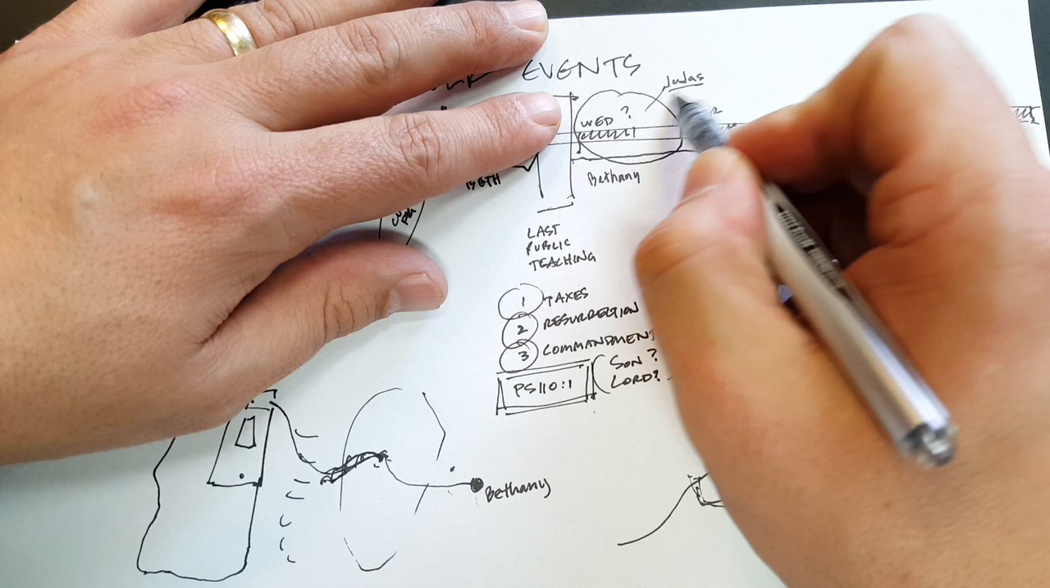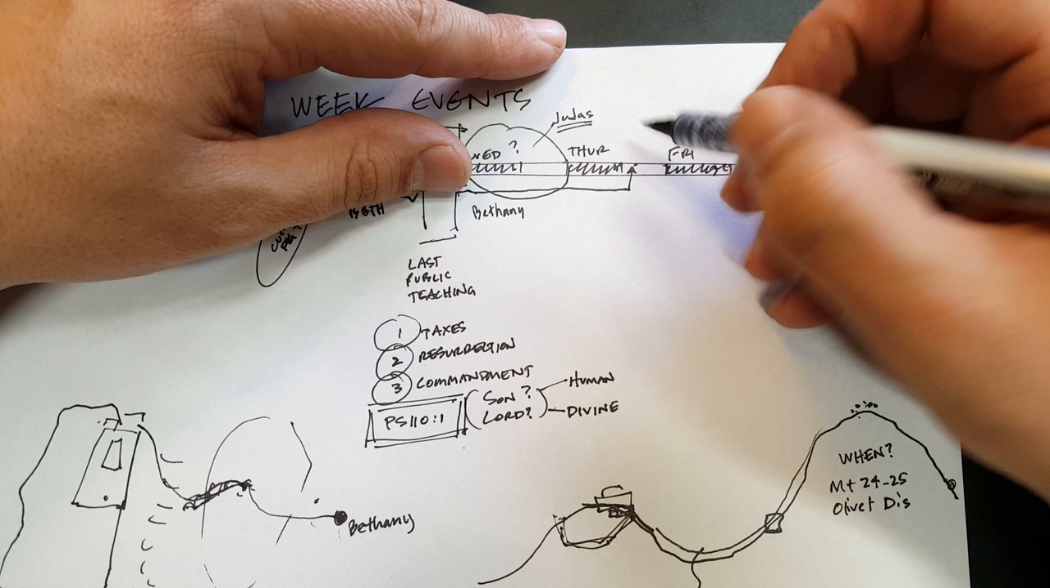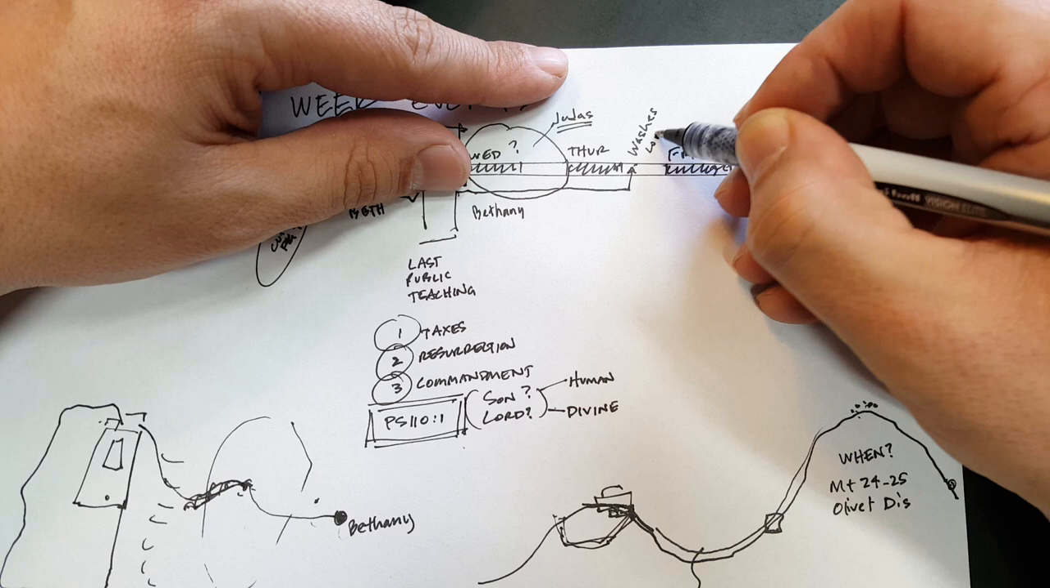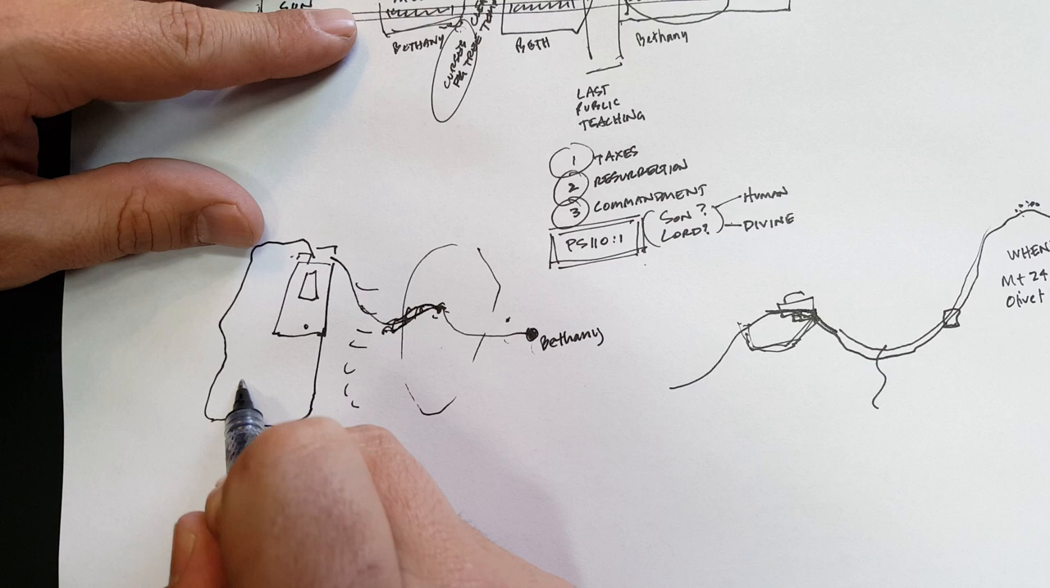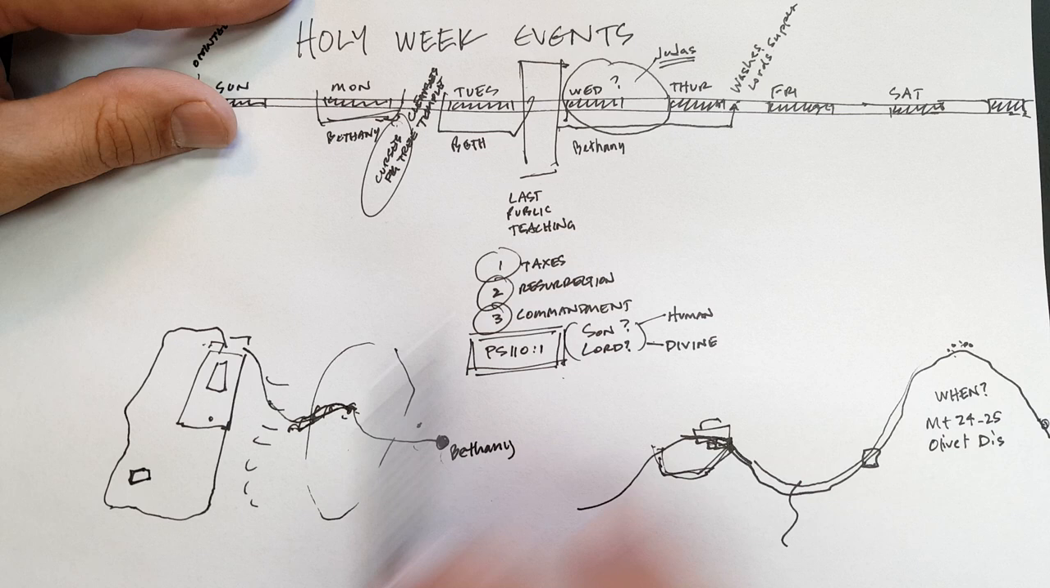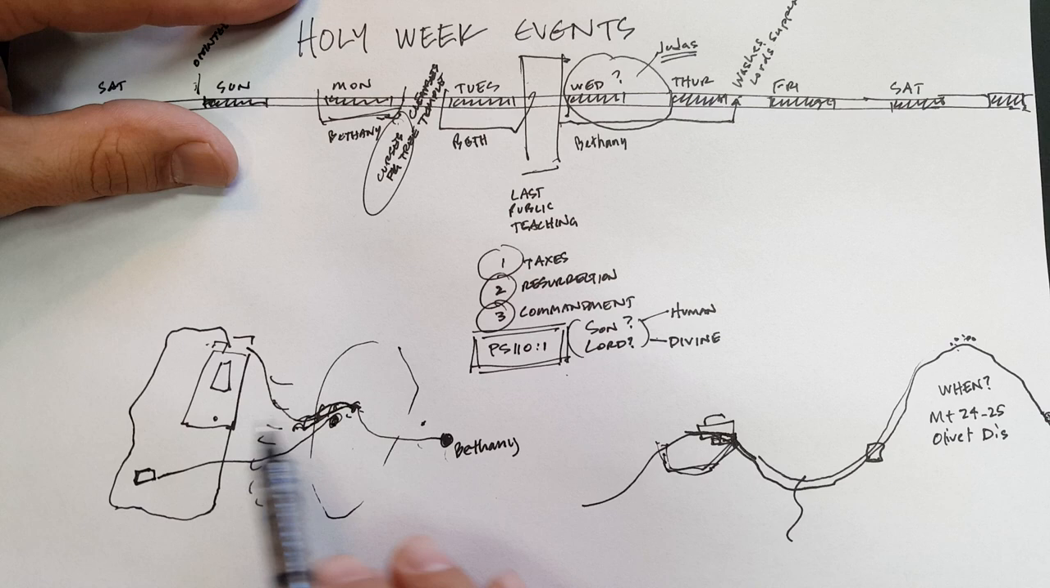Now, we're really into it. Thursday, they're into Jerusalem, and this is when Jesus washes his disciples' feet. This is when Jesus institutes the Lord's Supper in the upper room, and presumably the upper room is somewhere in this region of Jerusalem. They travel after the Lord's Supper. They sing a hymn, and they travel out to the Garden of Gethsemane, which is here on the side of the Mount of Olives. That's where Jesus is arrested.